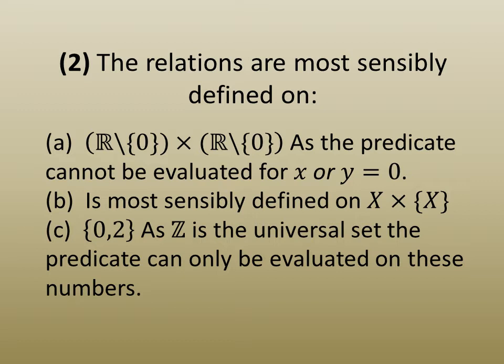Part B. For the membership relation, we have an element of x on the left-hand side and the set x on the right-hand side. So the relation is defined on the Cartesian product of x and the set containing x. Part C. The universal set in this case is the integers, so the predicate can only be evaluated on the elements of the set comprised of 0 and 2.